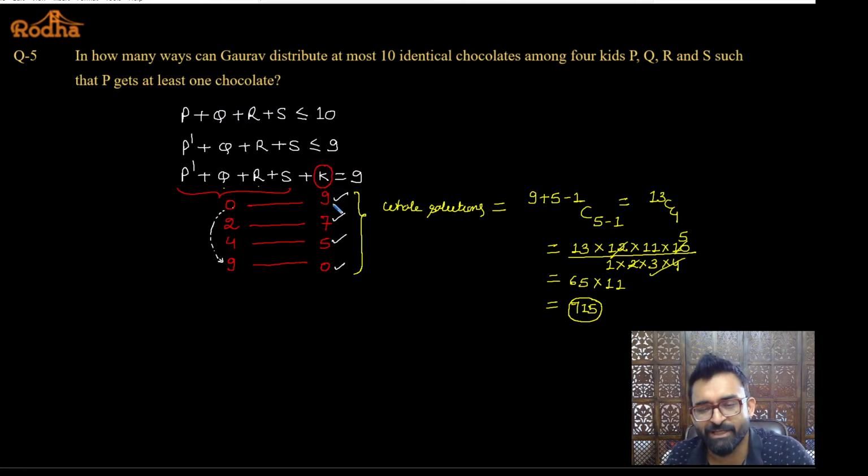I am not distributing any chocolate from the remaining 9, distributing 0 chocolates after giving 1 to P, and I am holding up 0 chocolates and distributing all the 9 chocolates. All the cases in between are possible, all of them are feasible.